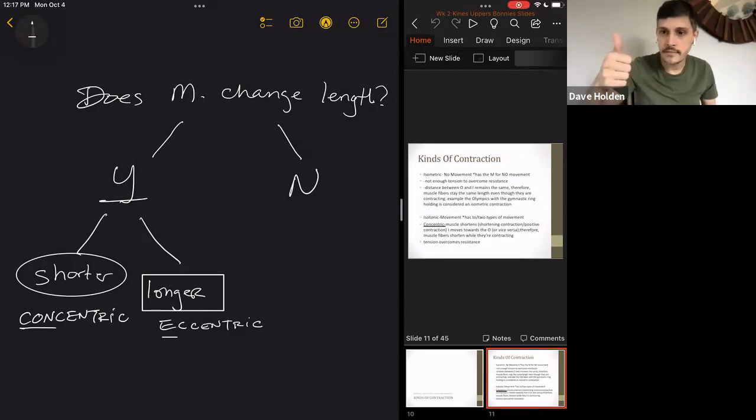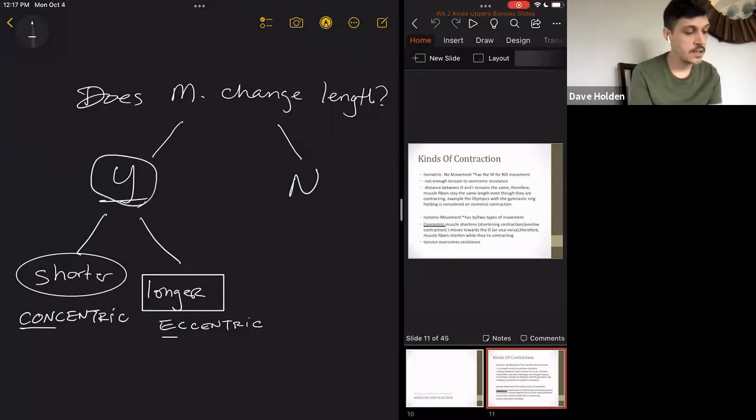Good stuff so far. Now, both of these contraction types, since the muscle did change its length, any contraction where the muscle changes its length is known as an isotonic contraction.